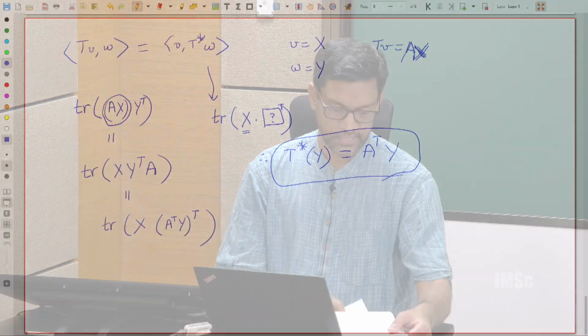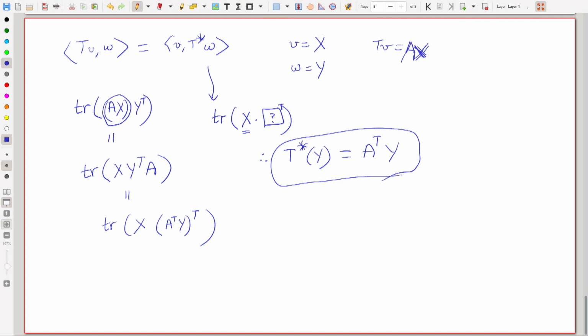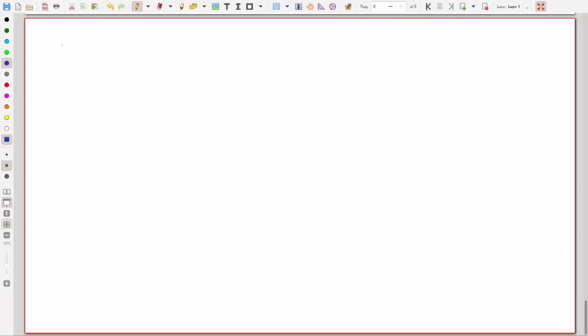Now there are several other properties of A star, so we won't necessarily go into all of them. The key is however this property here, which I will write out: (AB) whole star is B star A star. Okay, so there are many other things as well. If I take a sum of two, I should call them S and T, then (S plus T) star is S star plus T star. If I multiply by a scalar, then the scalar comes out as a bar.